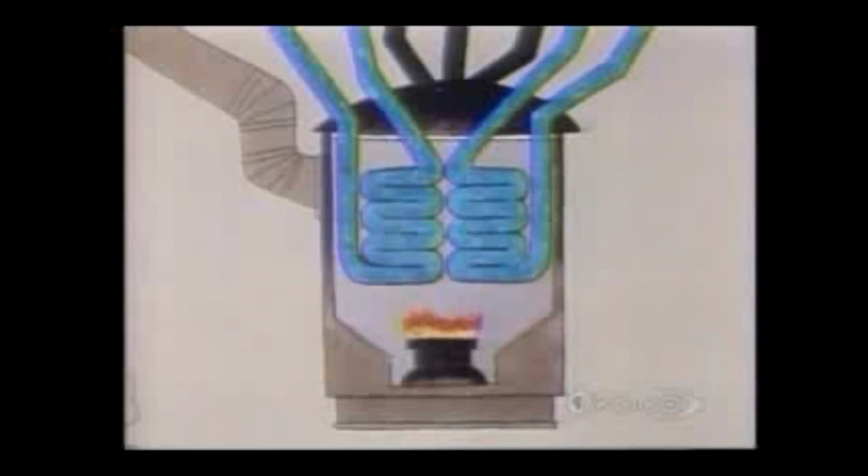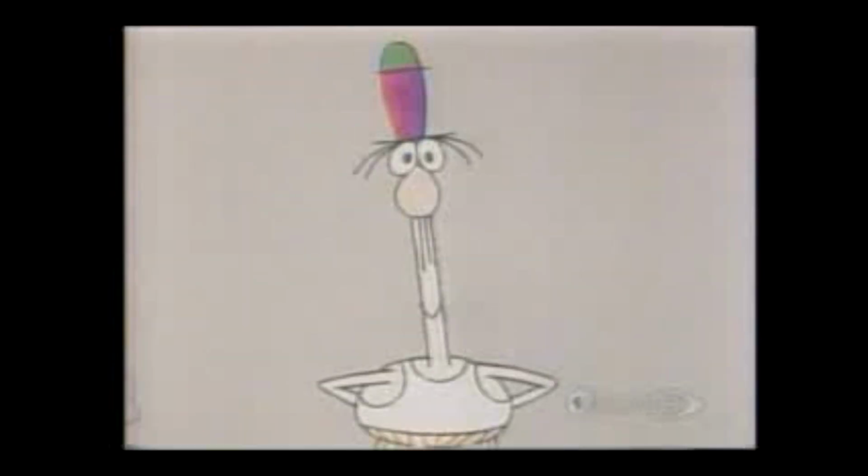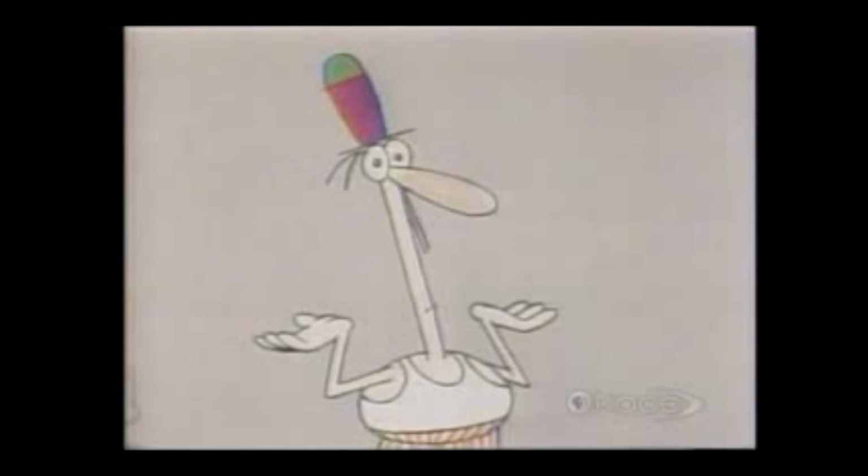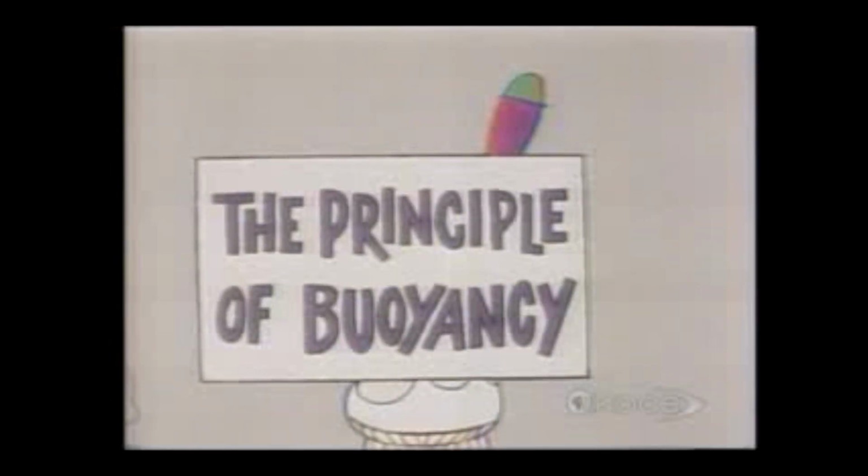Well, let's put the furnace back where it belongs so that we can see how a hot water heating system works. The furnace heats the water in a tank. The hot water rises up through these pipes and into the radiators where it cools, and then the cold water flows down through these pipes and back into the tank where it is heated up again, and so on. But why does hot water go up and cold water go down? Because of the principle of buoyancy.